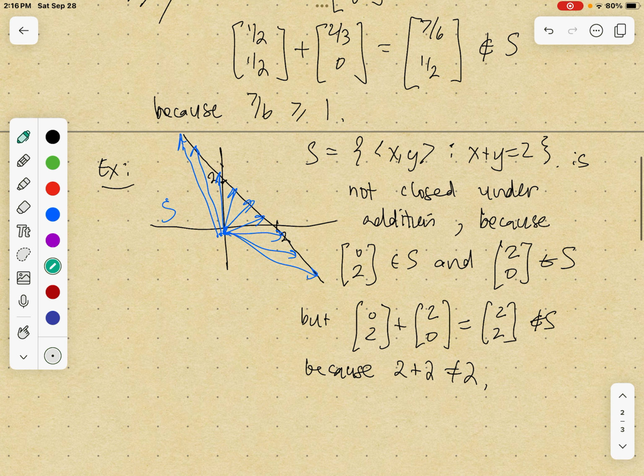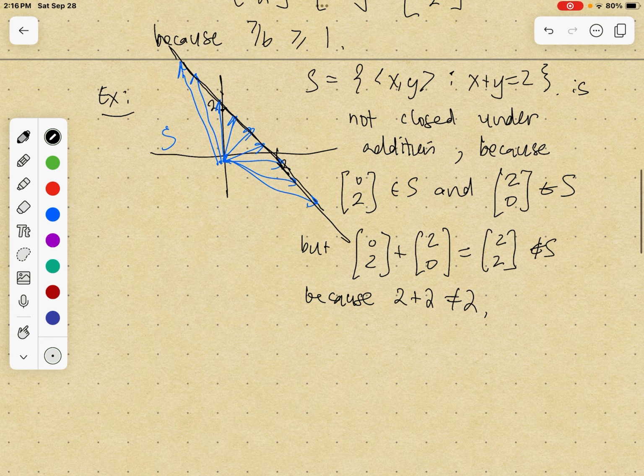So it's very important to keep in mind that we described the set S as a line, as this line, but it is not closed under vector addition. That's important to keep in mind. What happens if we make the line go through the origin?